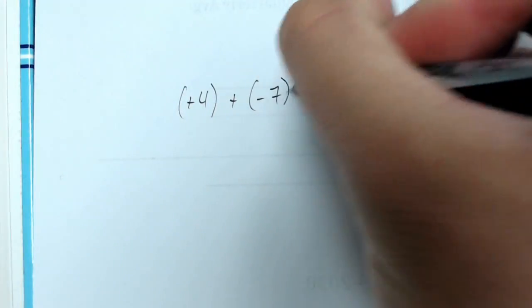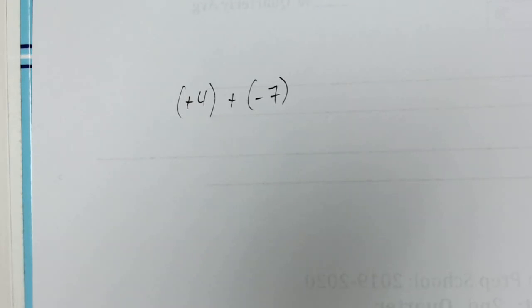When we say addition of signed numbers, we mean things like this. What happens when I take positive 4 plus negative 7? What in the world? Well, we're going to do these using number lines. Don't worry, this won't be the norm forever, but it is a great way to start.